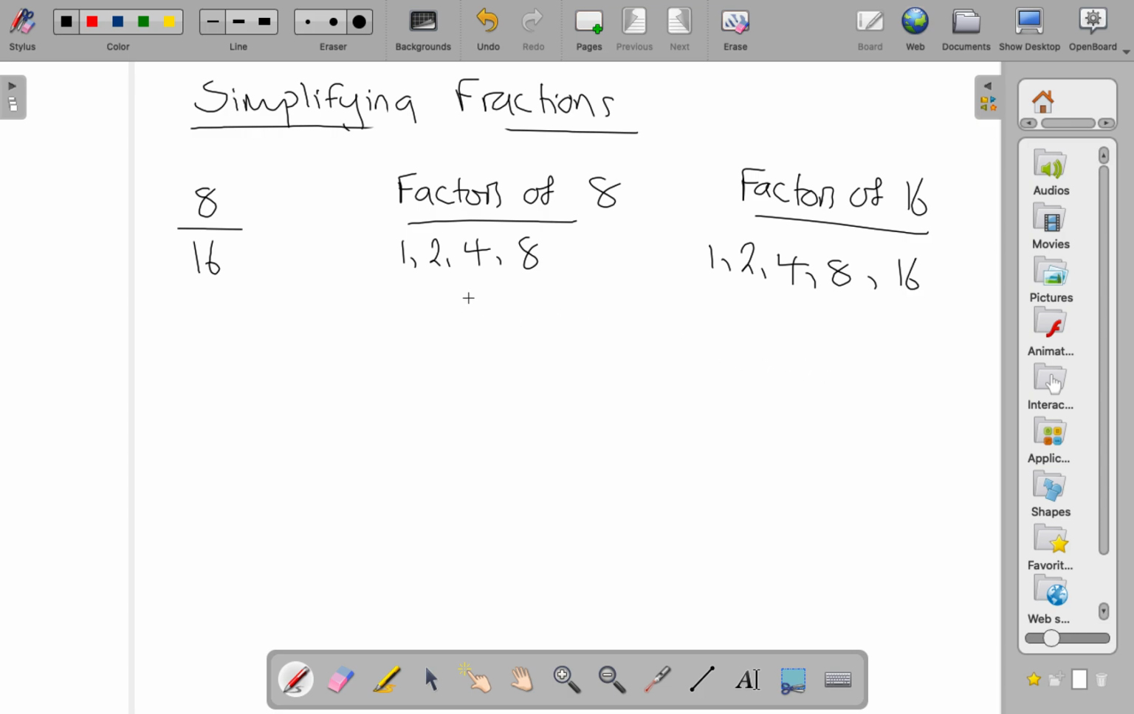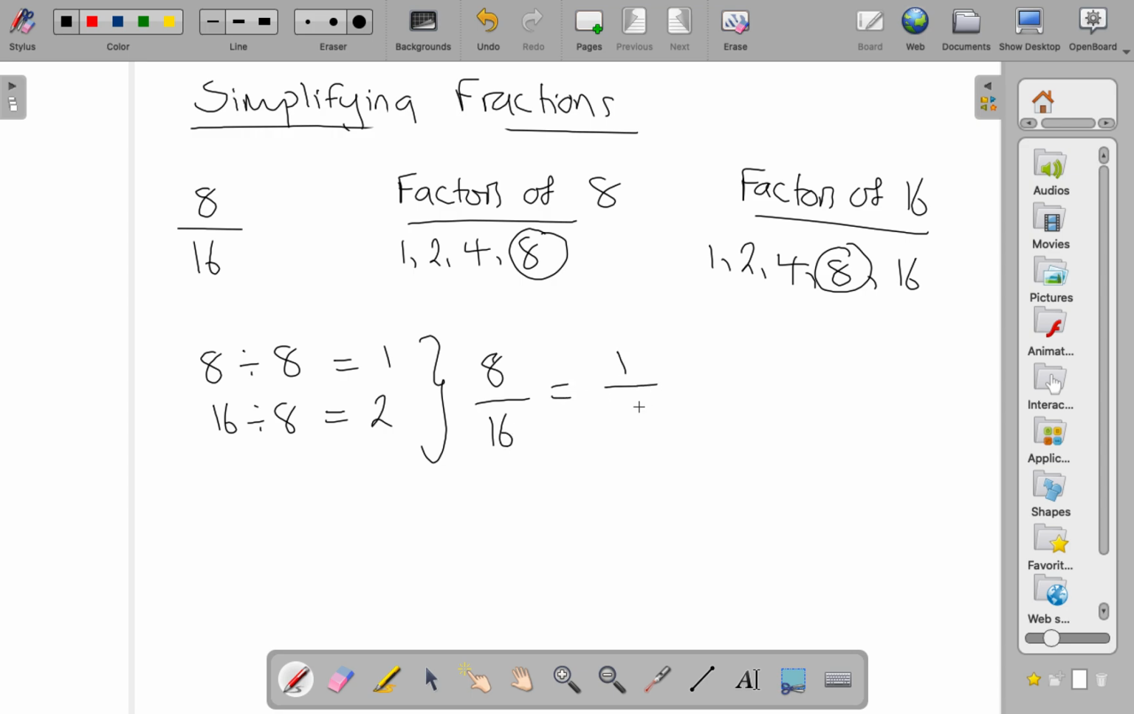And then we do the same thing. We look for the highest number that is in both of these lists. So in this case it's 8. And then we divide the top and the bottom by that number. So we do 8, which is the top number, divided by 8, which gives us 1. And then the bottom number, 16 divided by 8, is 2. And then we take these two numbers and we say that 8 over 16 is equal to 1 over 2. That's a half. And that's how we do it.